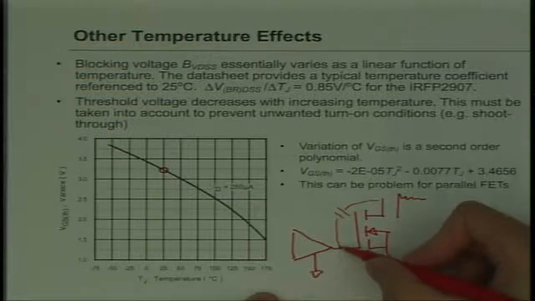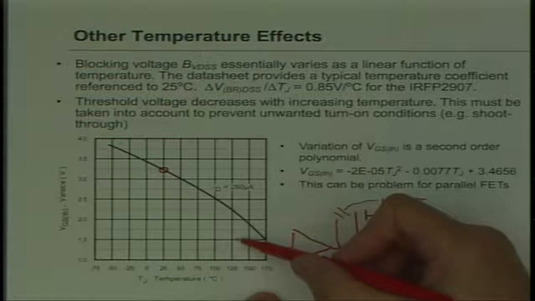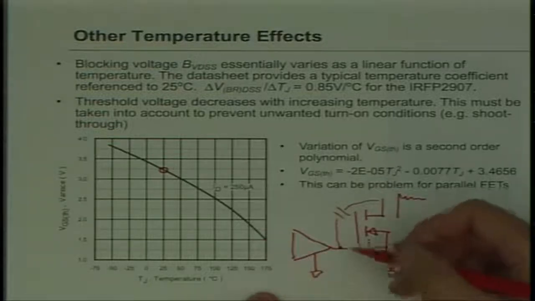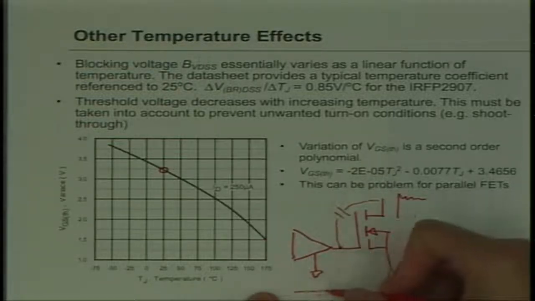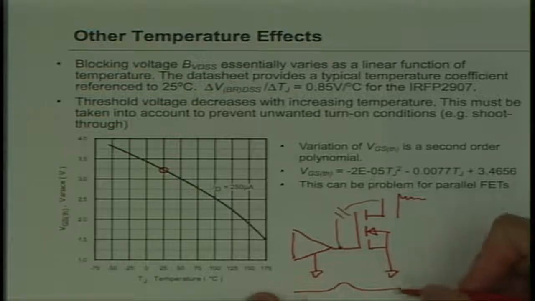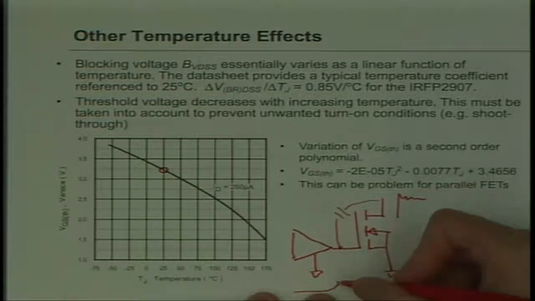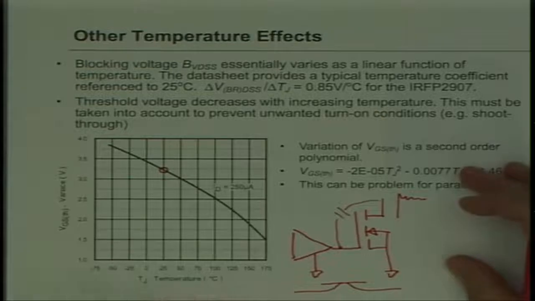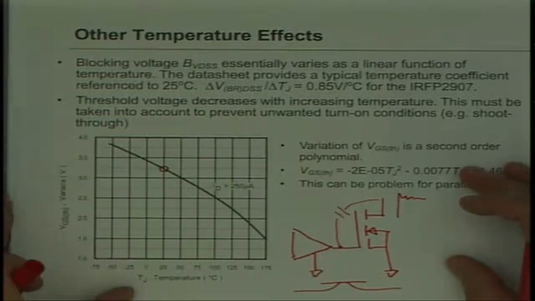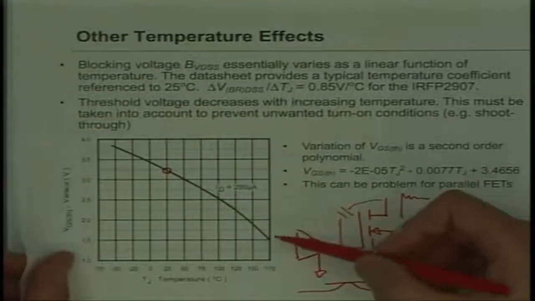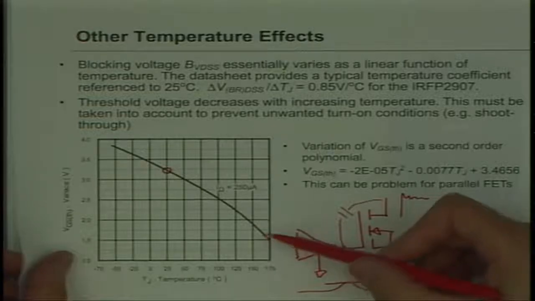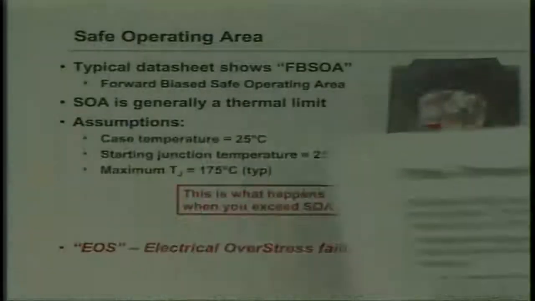So I need to keep this voltage below the threshold, which could be as low as 1.5 volts. So if my gate voltage bounces like this as a result of the capacitive current injection, if I exceed the threshold, it'll turn back on, and you get additional power dissipation or shoot through, for example. So this is why it's important to keep track of what the gate threshold is at high temperature.